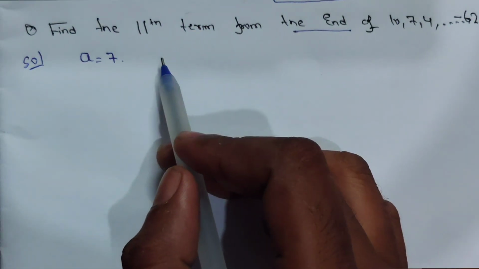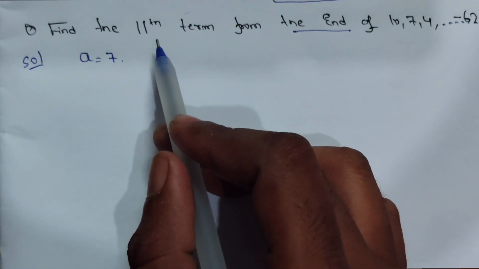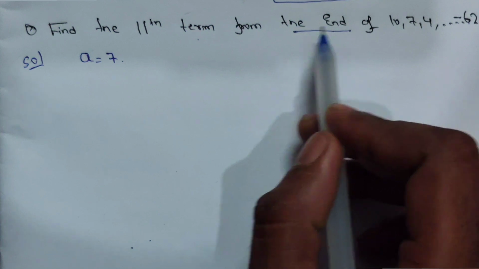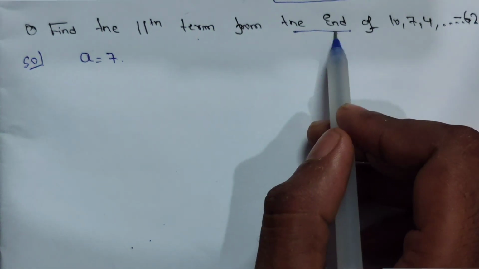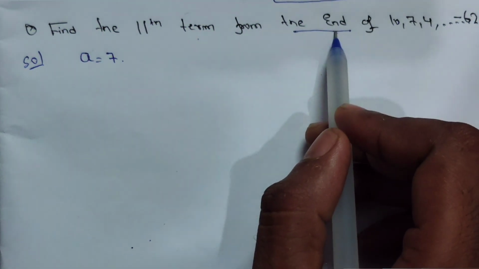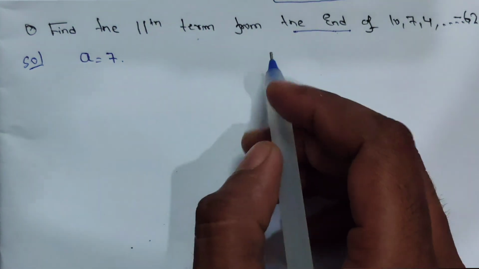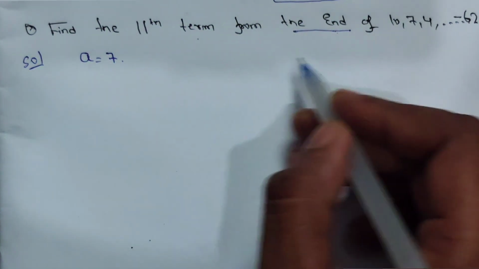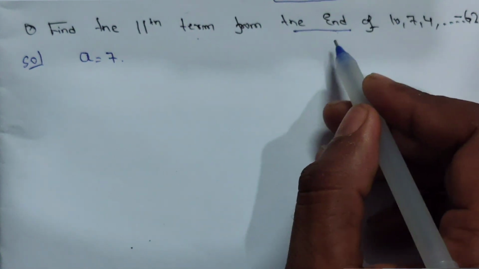So this is the next question, where we have to find the 11th term from the end. This is the thing which they have added extra: from the end. Understood. In this case, what is the formula which we are going to use? As I told you, there are many formulas which we will be using. In case they say anywhere from the end, you have to use this formula.